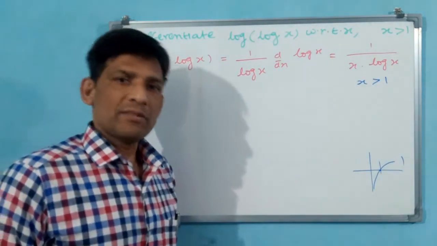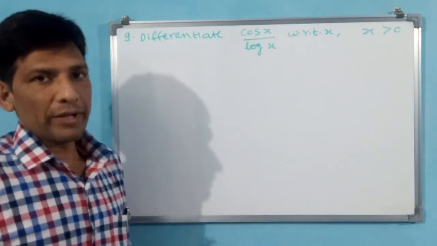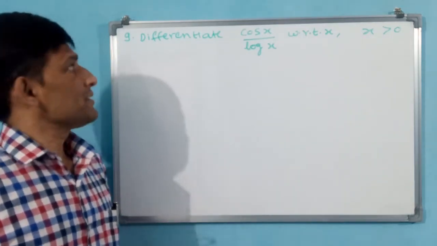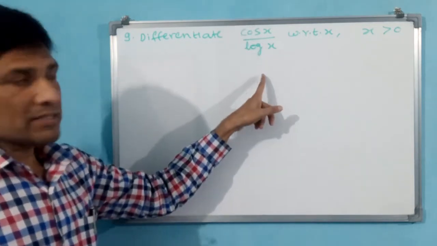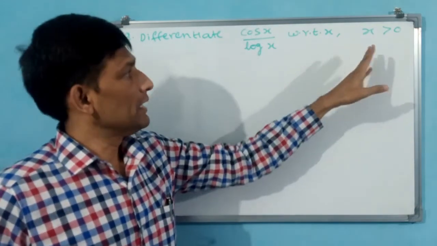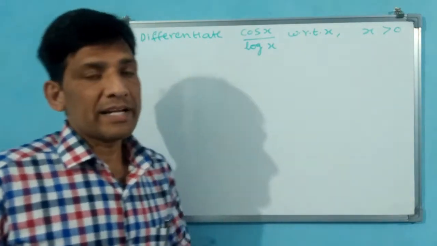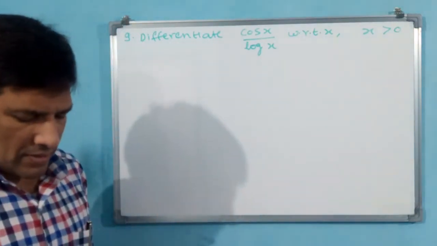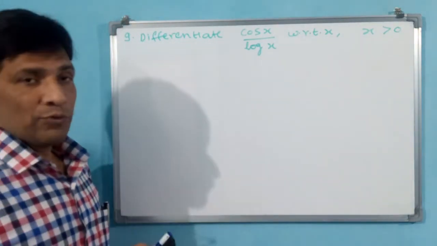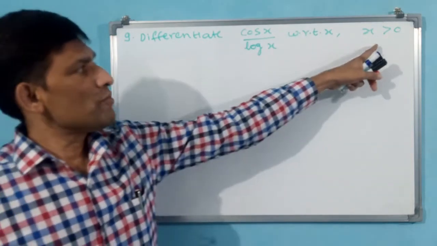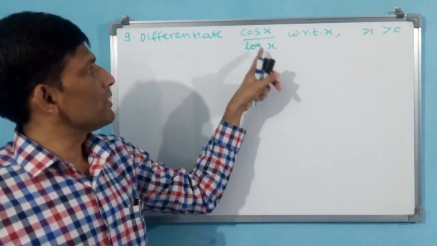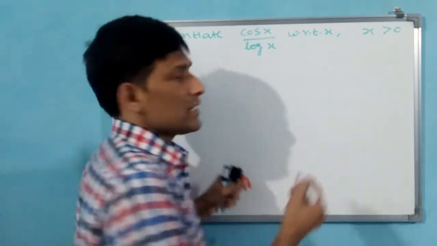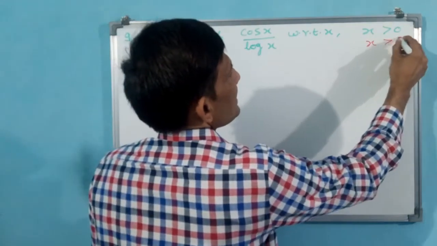Let us proceed to the 9th question. See the question: differentiate cos x by log x with respect to x. The condition given is x is greater than 0. But you see here, if x is greater than 0, x you can give 1. If you give log 1, then it is going to become 0, and something by 0 is undefined. That is why I want to keep this as x is greater than 1.